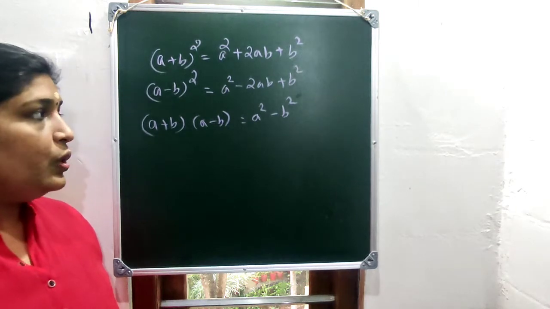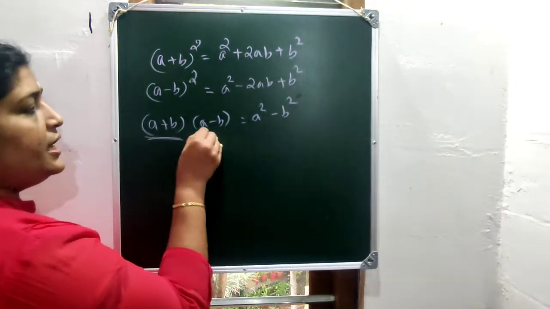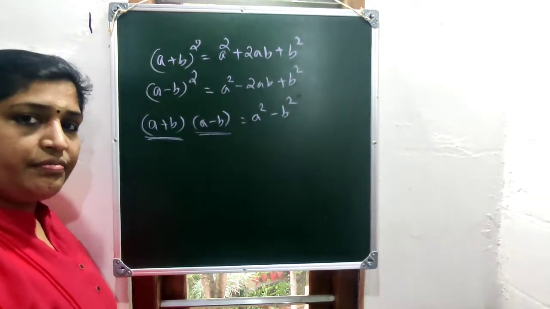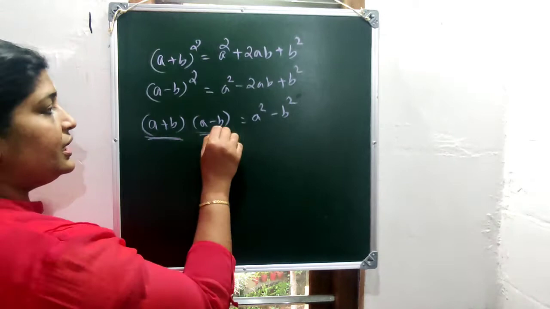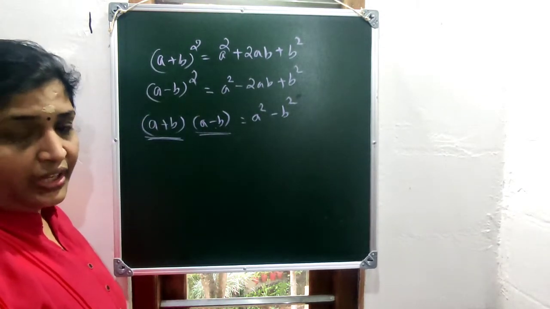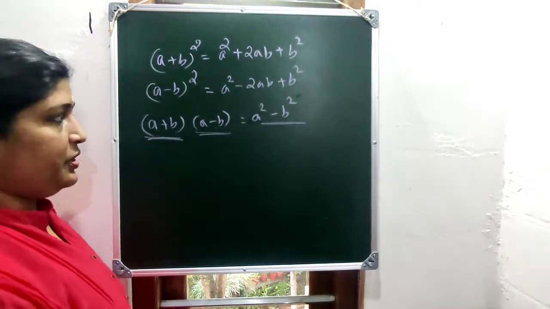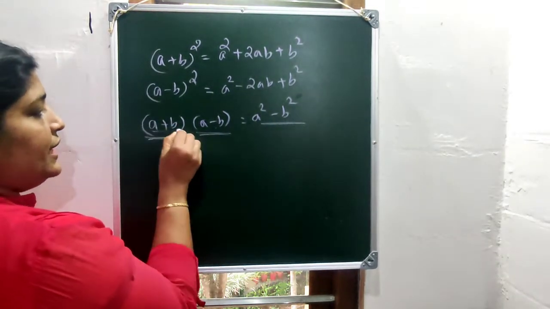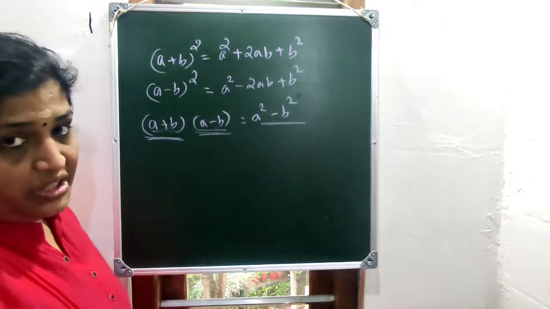Right? So, this one is an algebraic expression. Right? This a plus b is an algebraic expression. Similarly, this a minus b is also an algebraic expression. Right? And this one is also an algebraic expression. So, this expression into this expression gives a second or third expression.